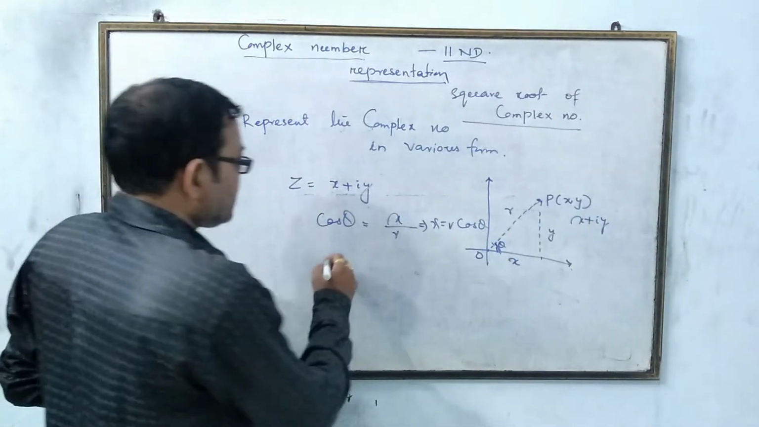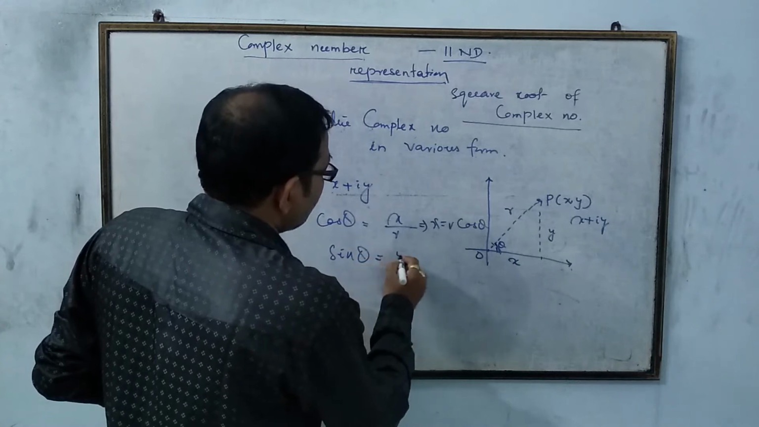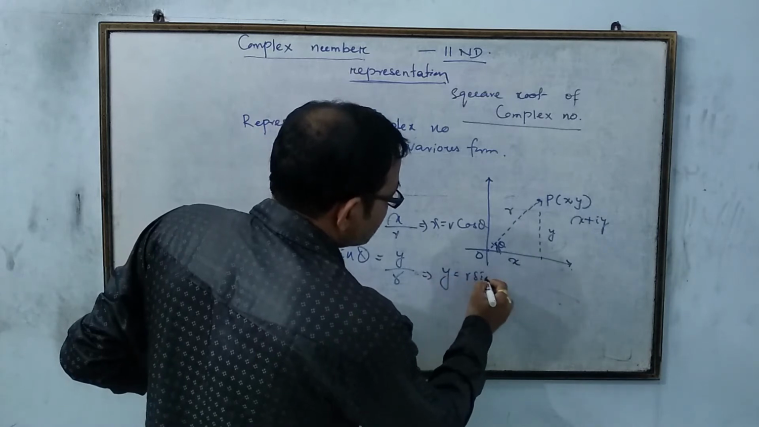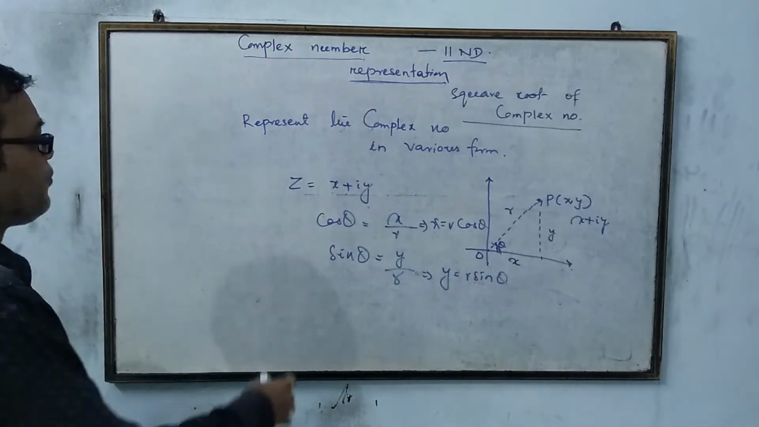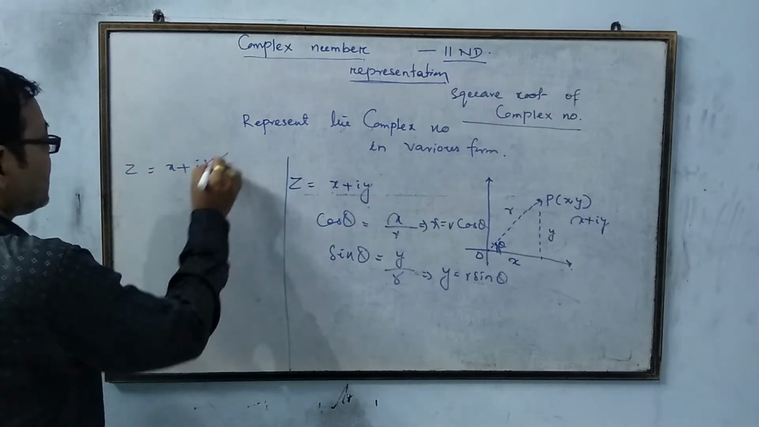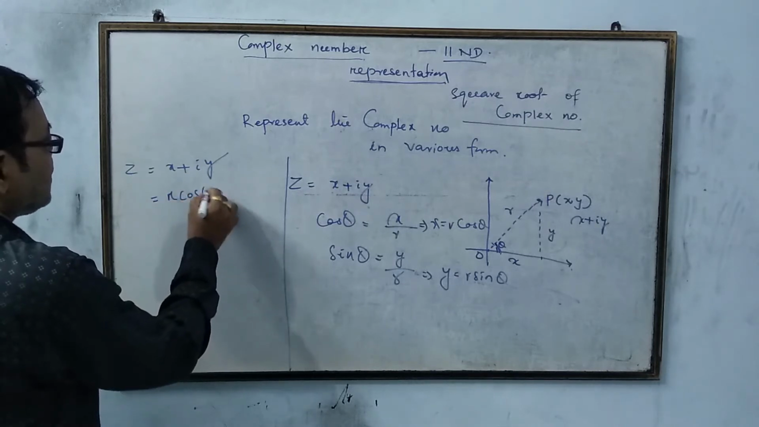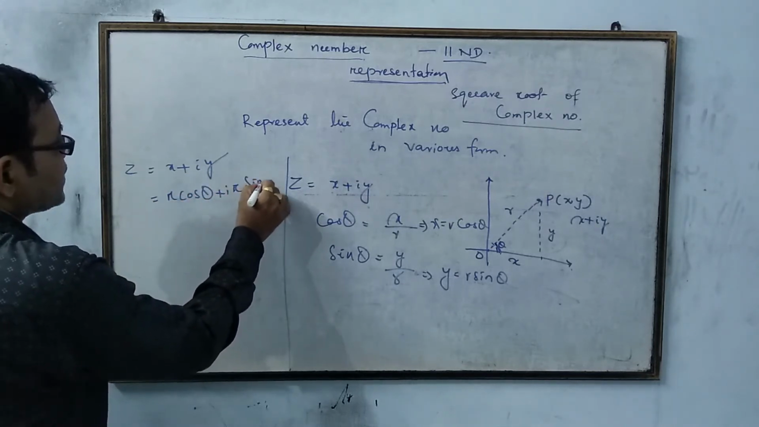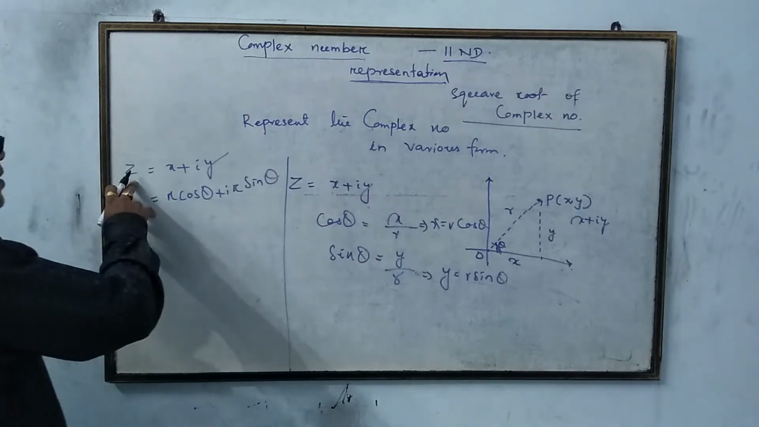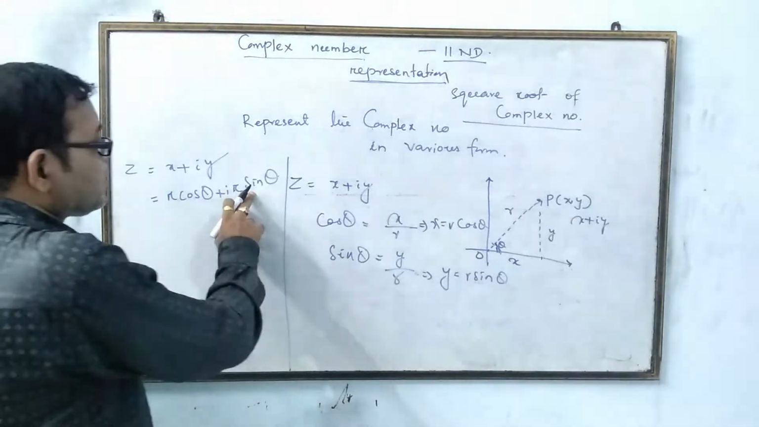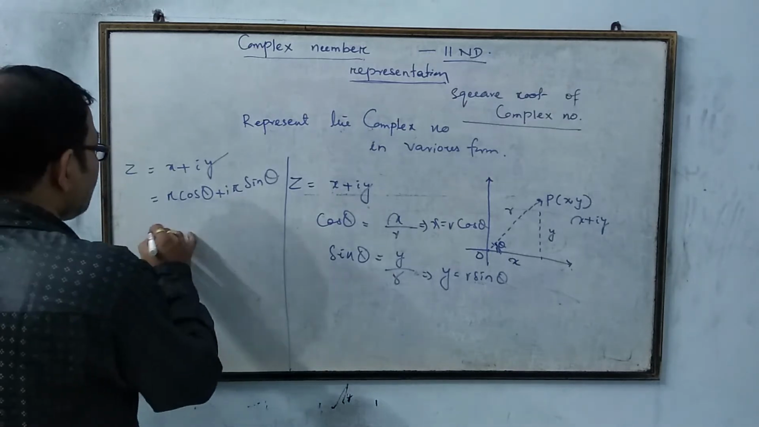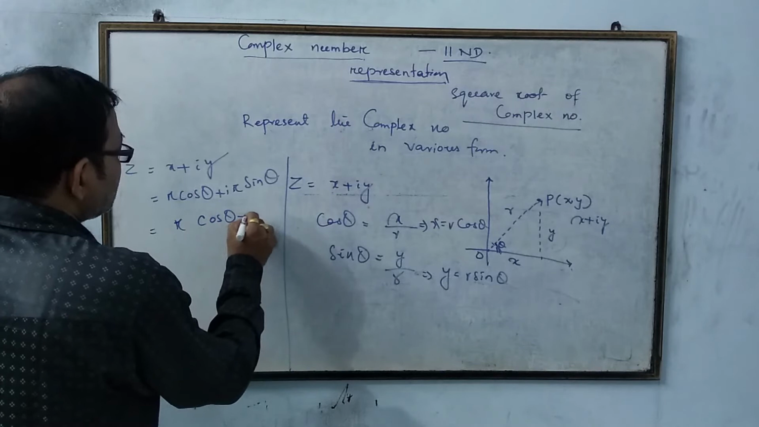Similarly, sin theta is equal to y by r, which implies y equals r sin theta. Therefore, we got the complex number z, which is x plus iy. I can write r cos theta plus i r sin theta. So a complex number z written in terms of theta is r cos theta plus i r sin theta. If I take r common, that is r times cos theta plus i sin theta.